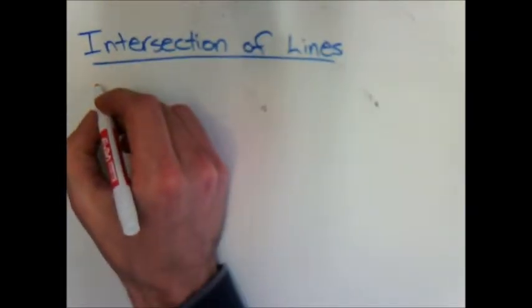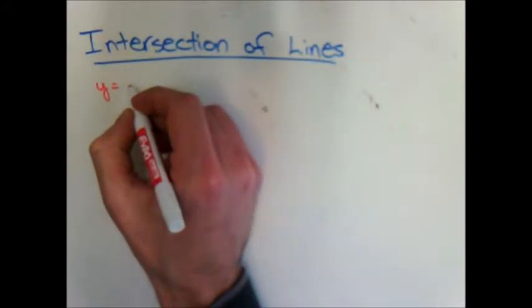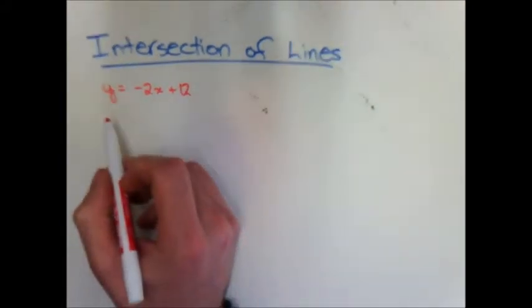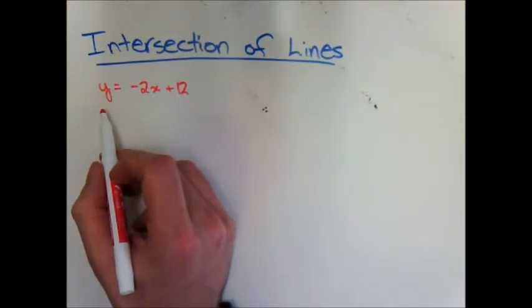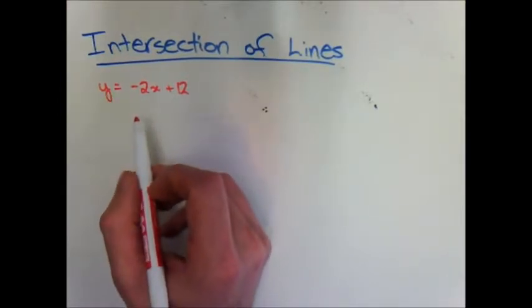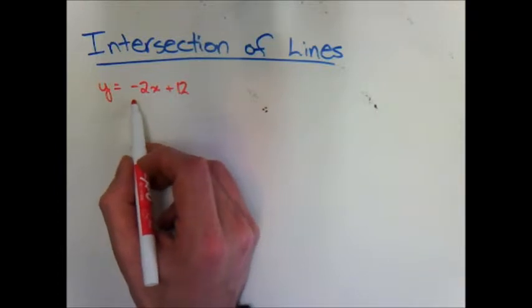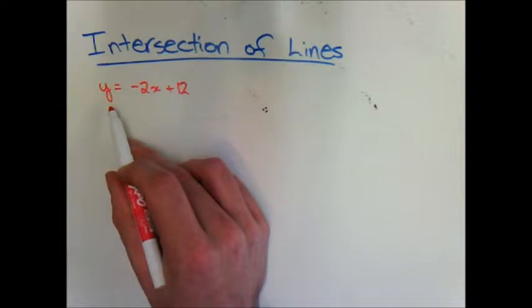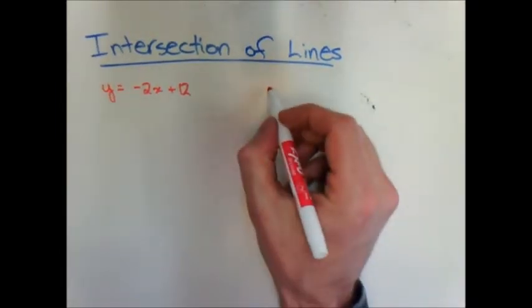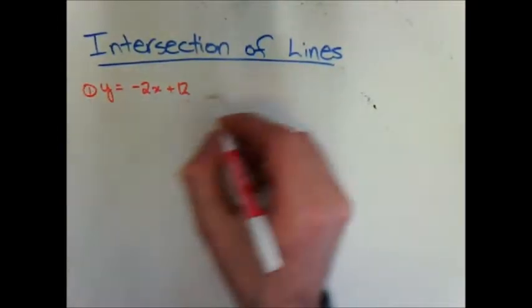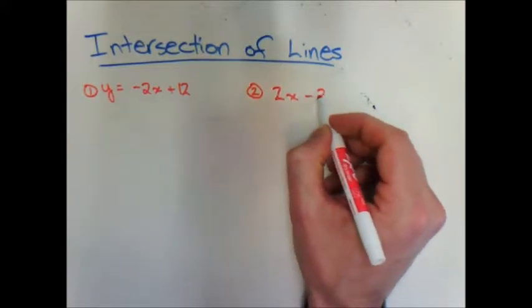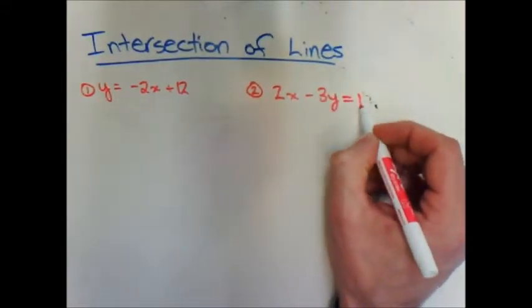The first line that we are given is the line y equals negative 2x plus 12. We notice that this line is already in slope-intercept form. We have the slope here, and we have the y-intercept here, and we know that in our next equation, if it's not as pretty, we can just substitute y in. The equation of the second line is 2x minus 3y equals 12.